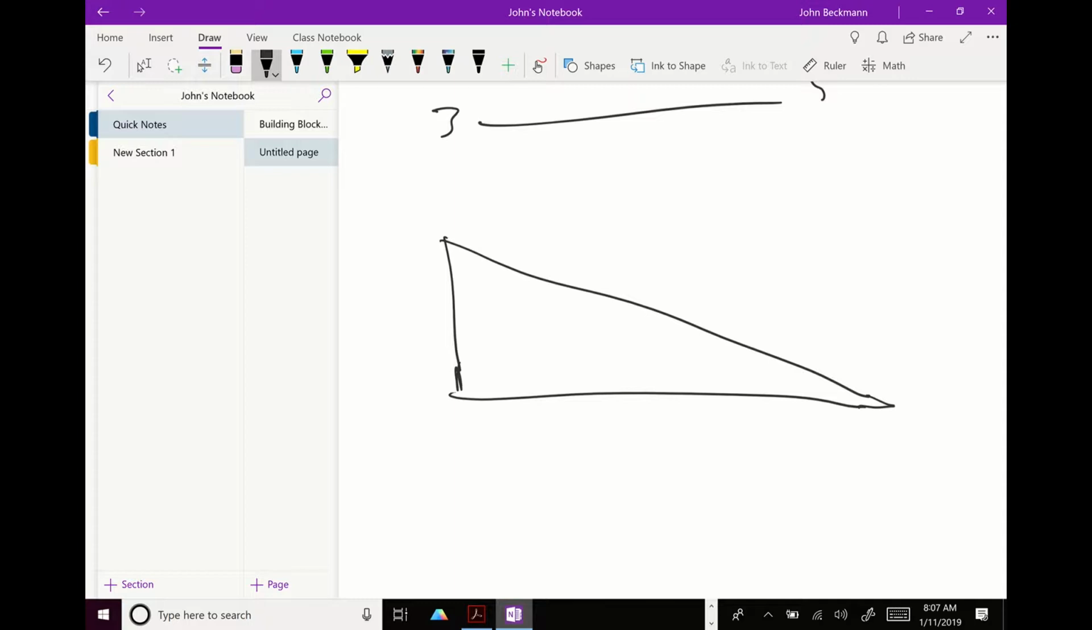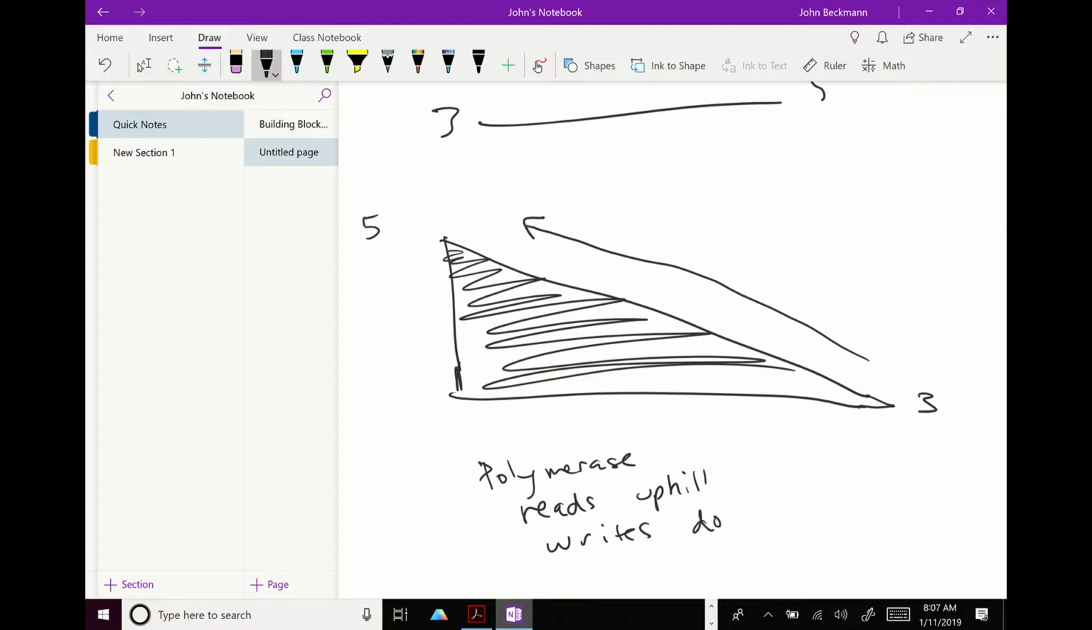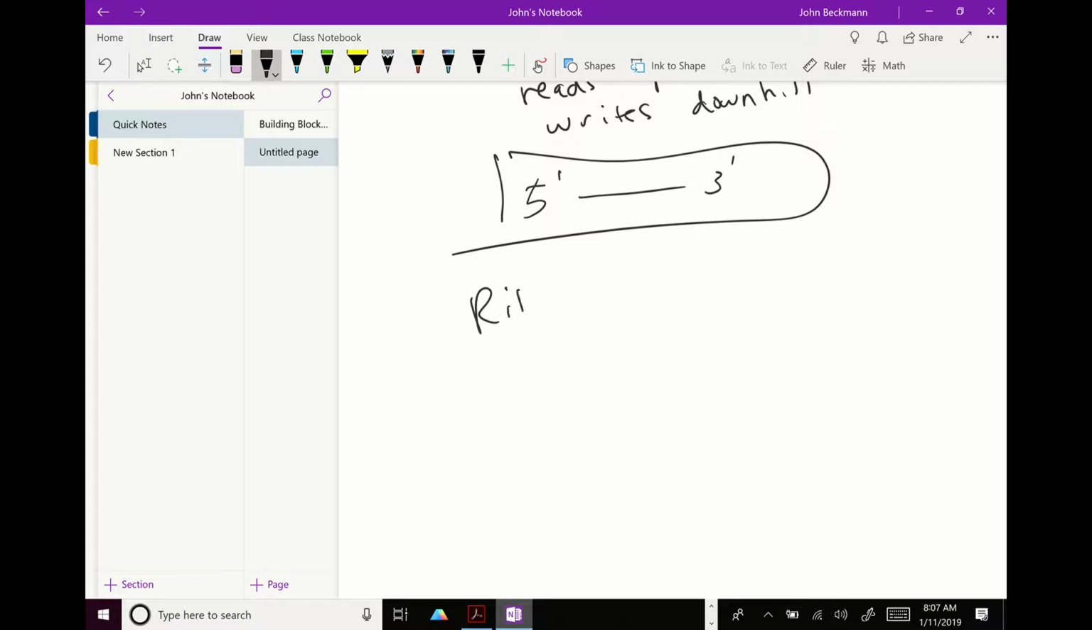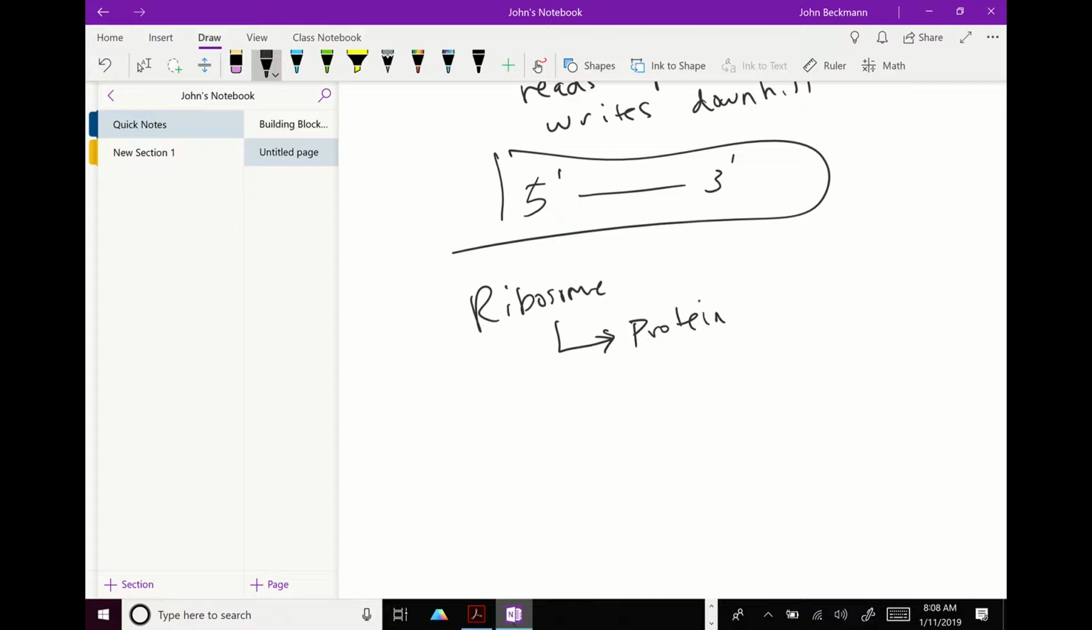Okay, so here's a visual trick that I use to remember it. 5 is greater than 3, so I write it like this, and I think of it as a hill or a triangle. And my trick is that a polymerase will read uphill. Okay. So a polymerase reads uphill, but it writes downhill. All polymerases are going to write, they're going to assemble, 5' to 3'. That's the new strand of DNA. It's going to get assembled in this direction, but they might read the construct the other way. A ribosome is going to read downhill. So a ribosome is going to take this transcript, it's going to get fed through 5' to 3', and it's going to assemble the protein, okay? So you want to know that.